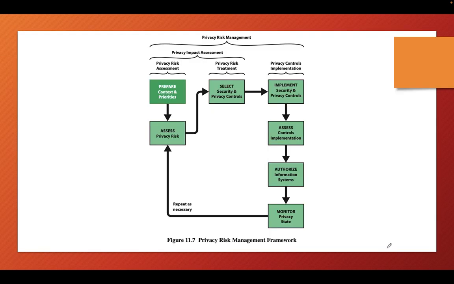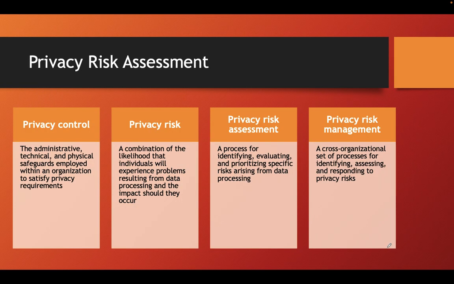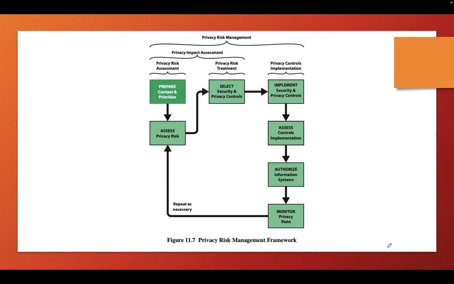Now let's take a look at figure 11.7, which is the privacy risk management framework. When you look at privacy risk management, it encompasses everything: the assessment, all the parameters you've looked at, the elements of the privacy risk assessment, the PII, the employees, everyone in it, collaborating in what we call the privacy risk management.